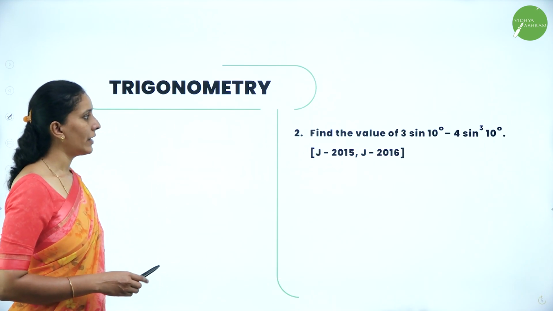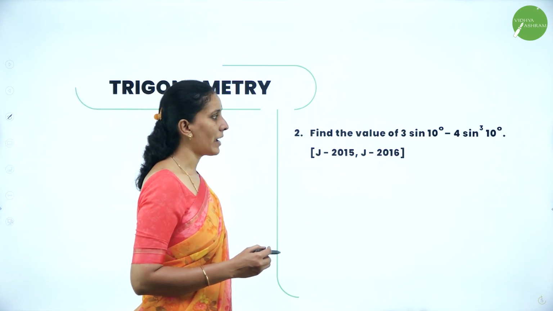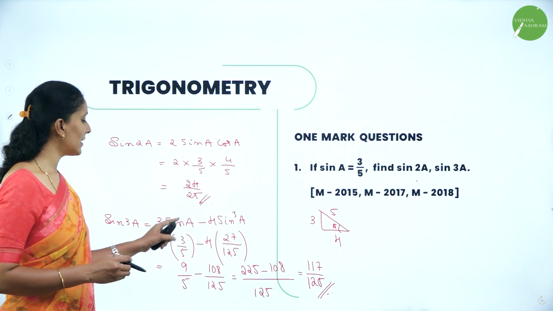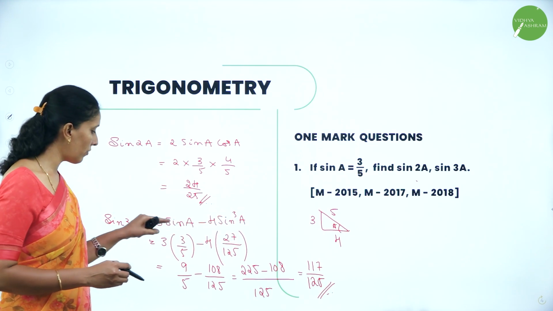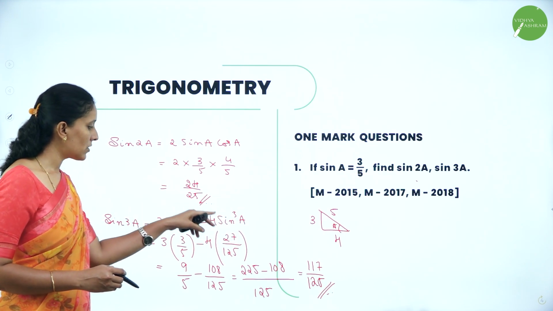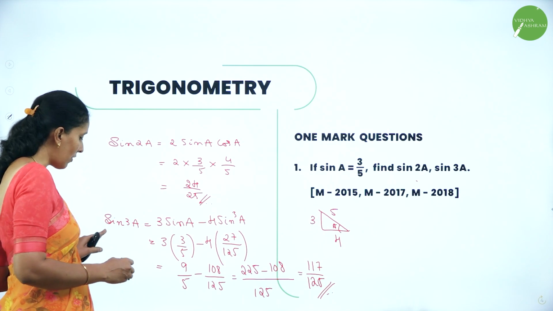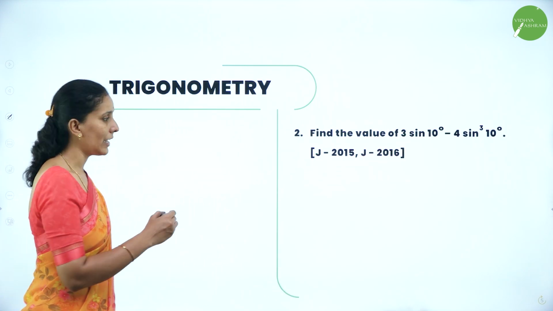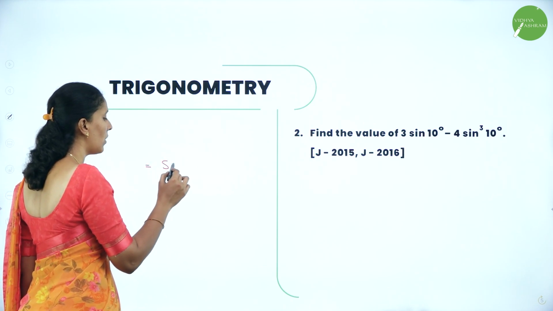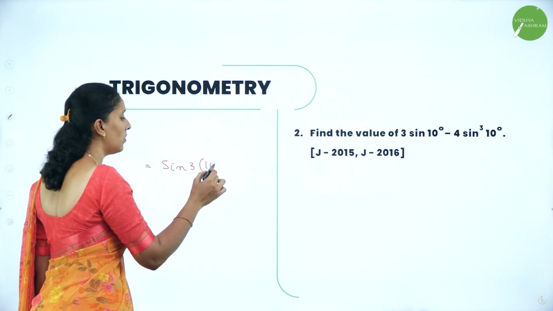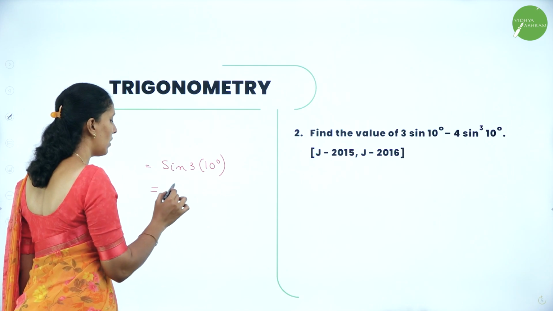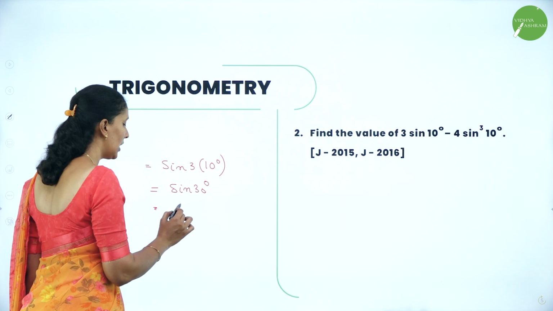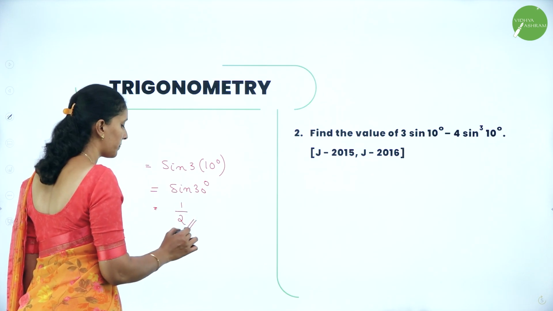Next, find the value of 3 sin 10 degree minus 4 sin cube 10 degree. We know that sin 3A is 3 sin A minus 4 sin cube A. So if you have 3 sin A minus 4 sin cube A, you can write it in the form of sin 3A. So the value of A is here 10 degree. Therefore the answer is equal to sin 3 into 10 degree, which is sin 30 degree. So what is the value of sin 30 degree? It is equal to 1 by 2.